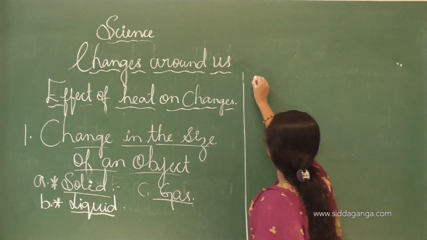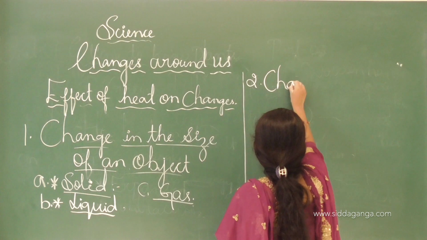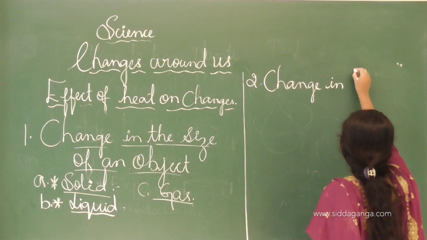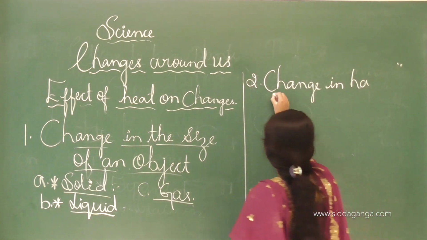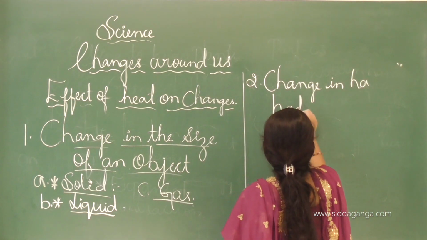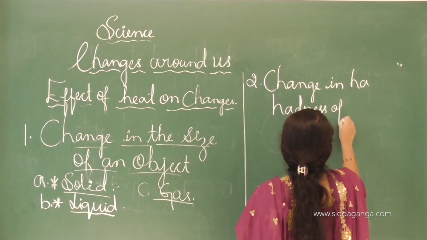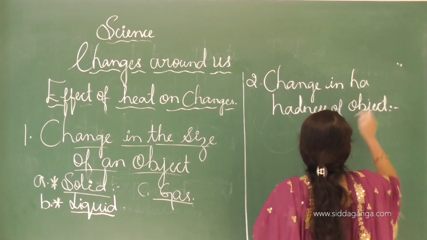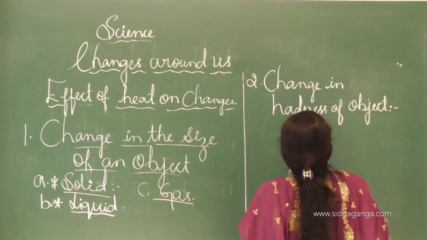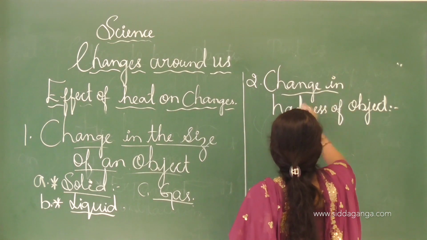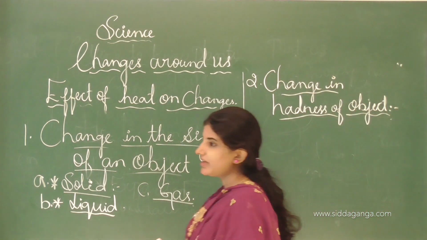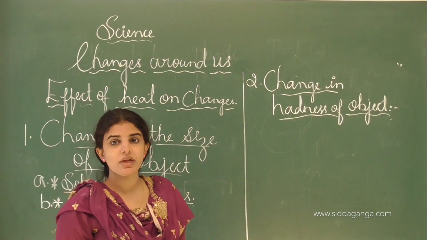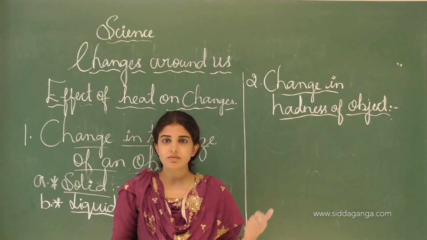And the next one, the second one, is change in hardness of an object. In this heading, we can say that on heating, changes will appear in the substance.